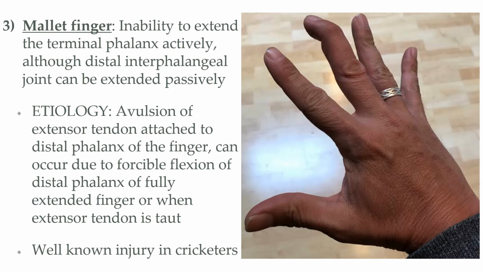Mallet finger: inability to extend the terminal phalanx actively. However, passive extension may occur. As you can see in this illustration, the person is not able to actively extend the distal interphalangeal joint. This condition arises because of avulsion of the extensor tendon attached to the distal phalanx, and this occurs whenever forcible flexion of the distal phalanx is performed in a fully extended finger, and this is commonly seen in cricketers.